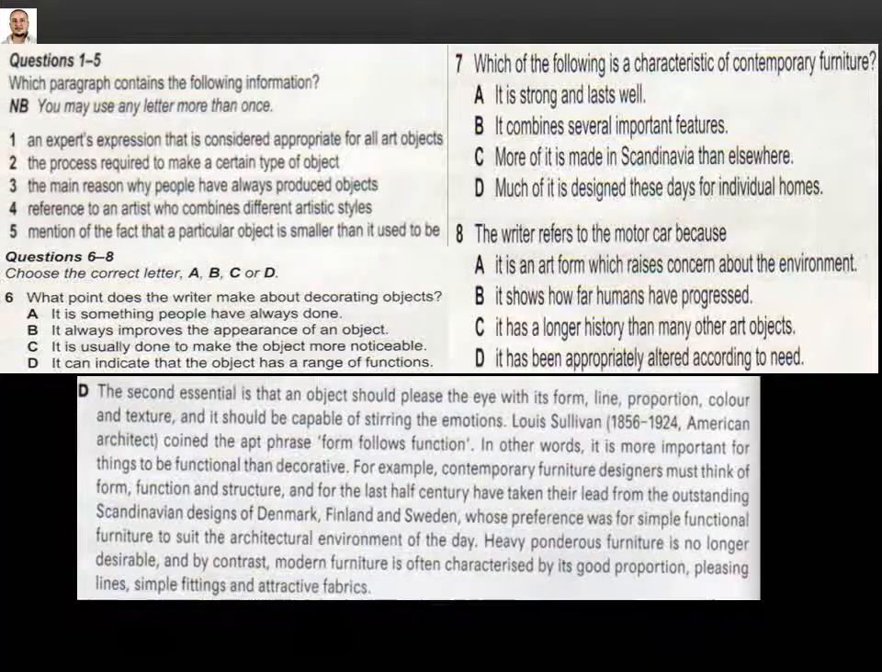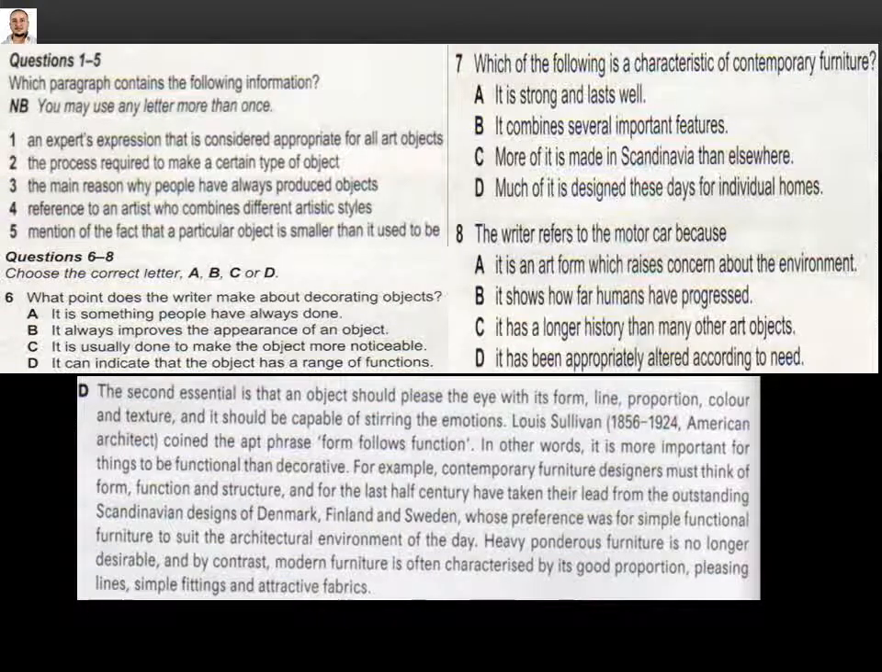Heavy, ponderous furniture is no longer desirable, and by contrast, modern furniture is often characterized by its good proportion, pleasing lines, simple fittings, and attractive fabrics.